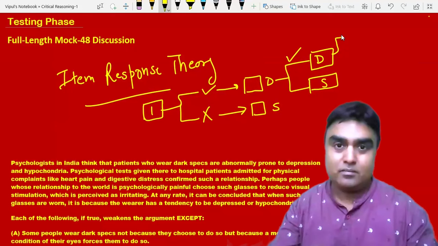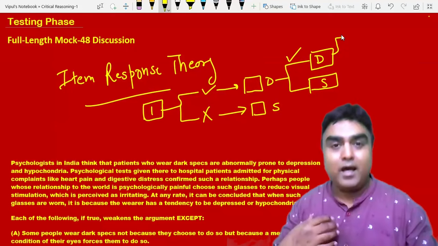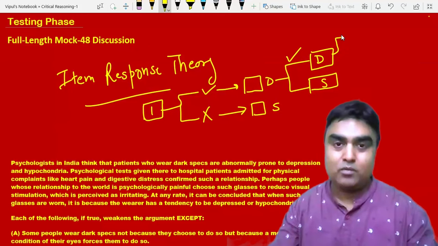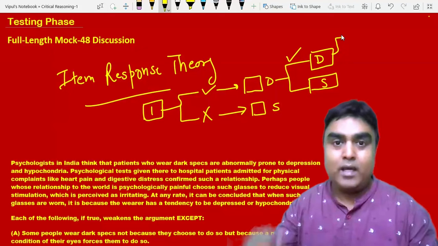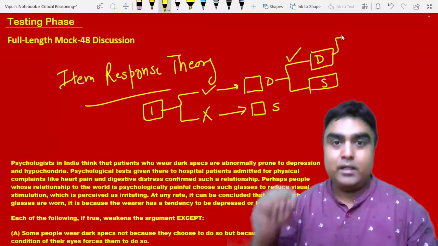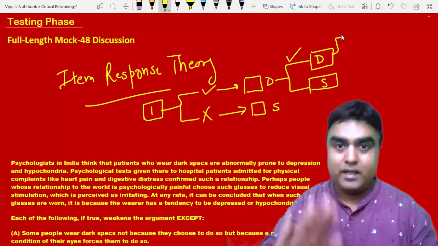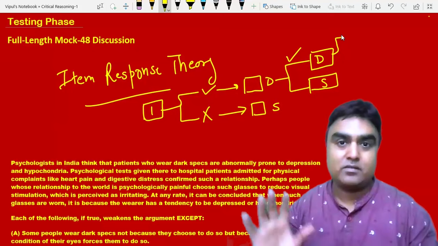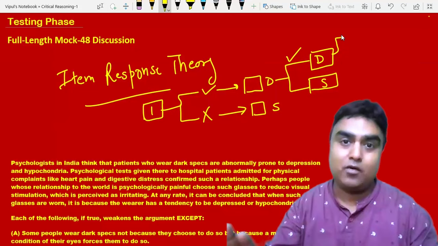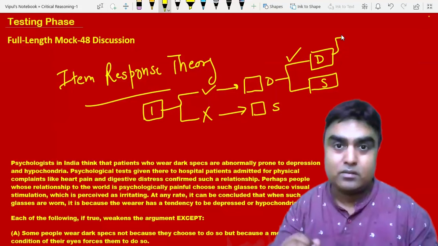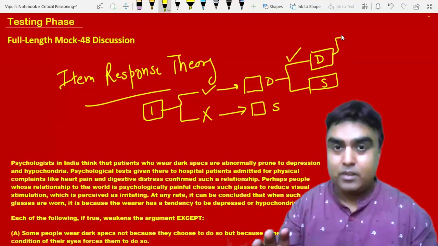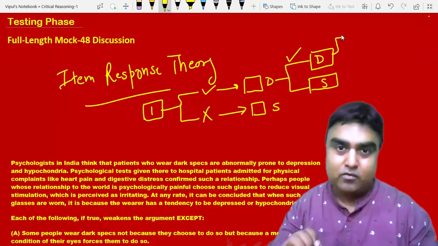The importance is, let's say I am setting a paper and I am using this item response mathematical model. I know that if I have to create a difference between a 90 and a 99 percentile student, I have to use these topics in which people usually mark wrong. What those topics are, we are going to discuss. So what you have to do is, whenever you see those topics coming into the test, you have to be very careful.